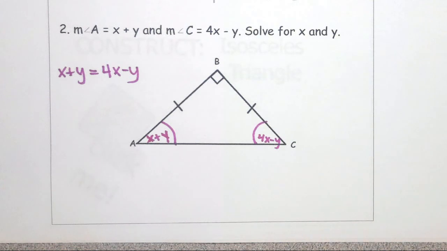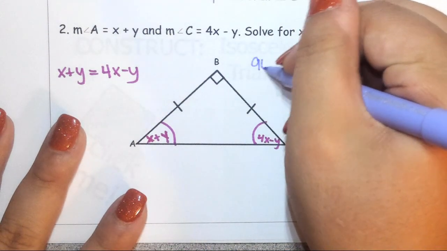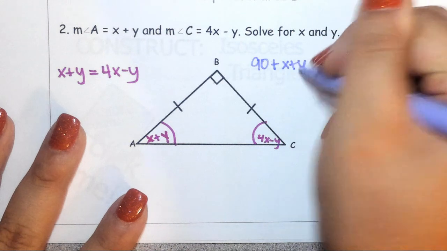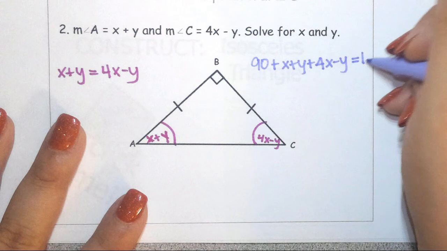Now we have a problem. What is our problem? There's X's and Y's. Don't panic yet. Don't panic yet, because if I have X's and Y's, then I need another equation. There is a 90-degree angle, and what do I know about all of these angles? They all equal 180. So can I say 90 plus x plus y plus 4x minus y equals what?